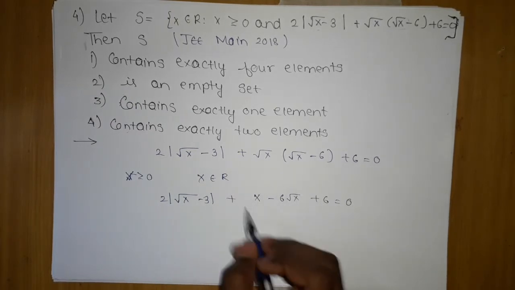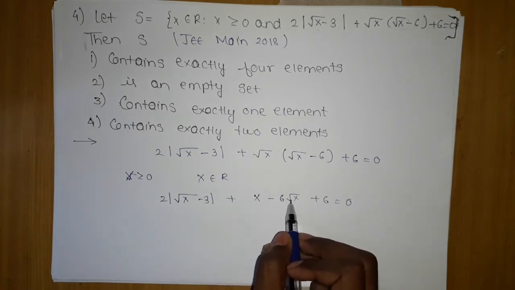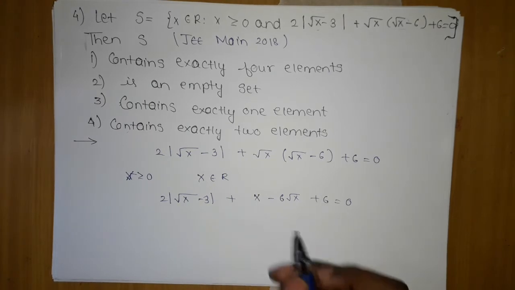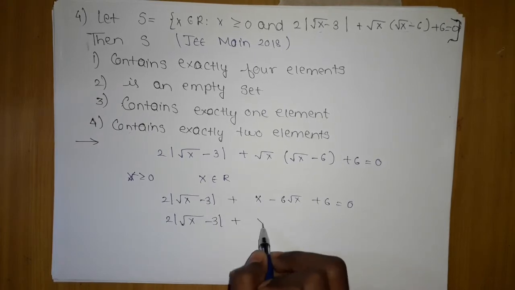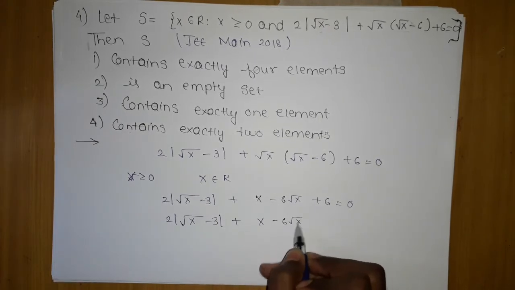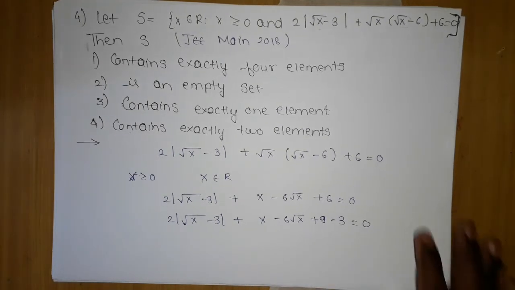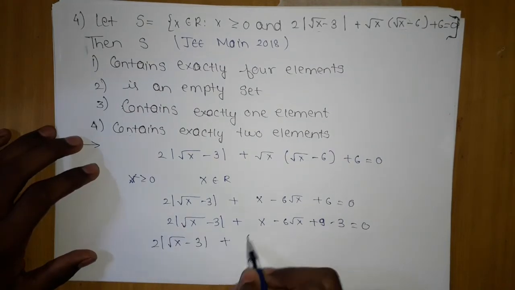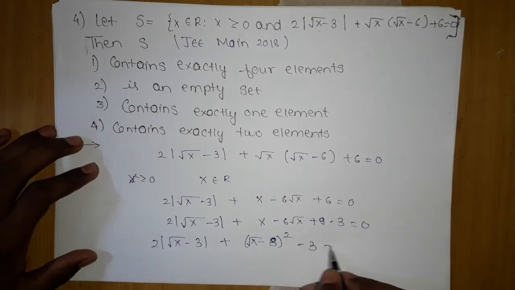Now can I form a perfect square of this? Yes, I can surely form it. It is x square minus 2 into x into 3. I need 9 here, so if I add plus 3 and minus 3, what I get is 2 mod of root x minus 3, plus x minus 6 root x plus 9, minus 3, which should do my job. After this, I can write 2 into mod of root x minus 3 plus, here I have, root x minus 3 the whole square, minus 3 should be equal to 0.